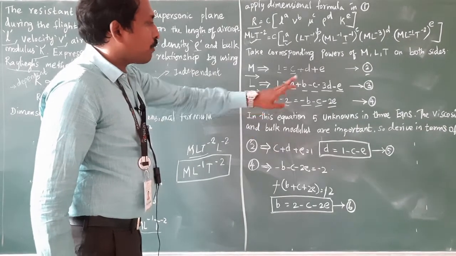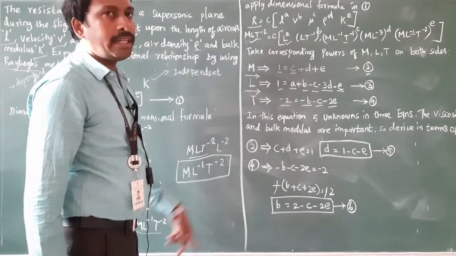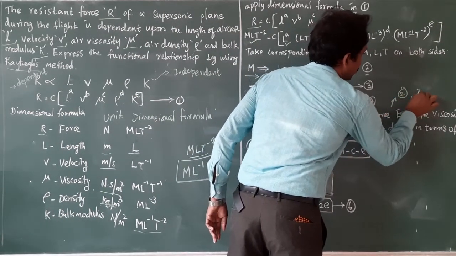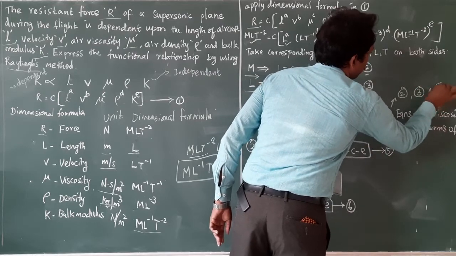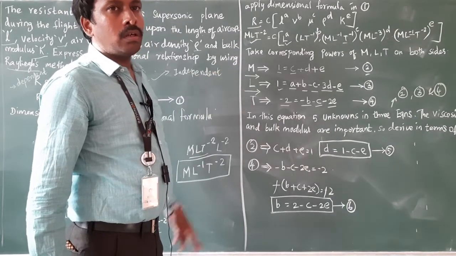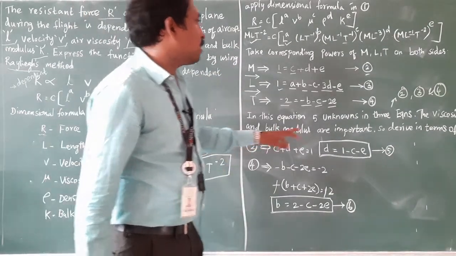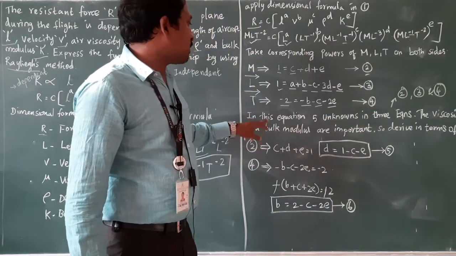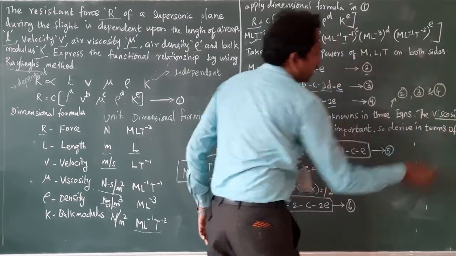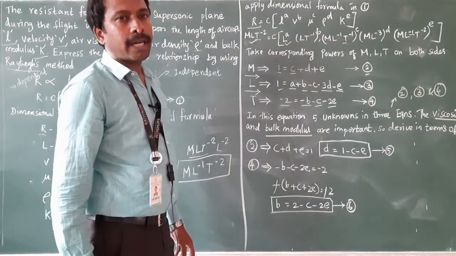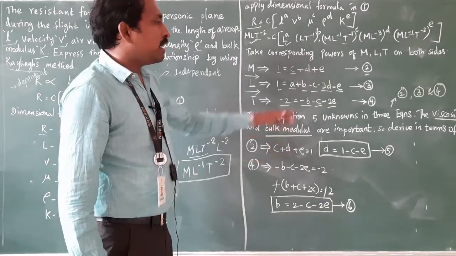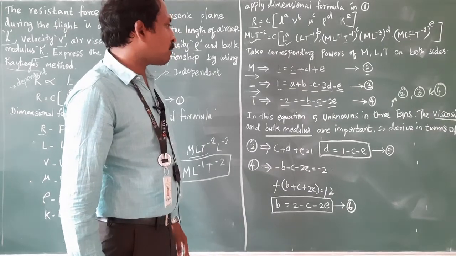In this equation, there are 5 unknowns in 3 equations, which are equations 2, 3 and 4. So we need to convert into 2 terms. I am assuming that the viscosity and bulk modulus are the important parameters for this problem. So I am deriving the problem in terms of these powers, viscosity power and bulk modulus power.